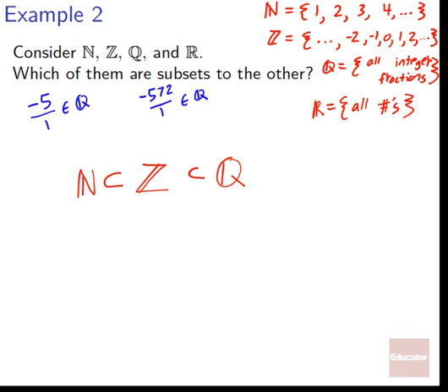We can keep going and now include the reals. The reals are going to have everything because we define the reals as having all of the rationals and all of the irrationals, so the rationals fit inside of the reals as well. So we've got subsets going up of N is a subset of Z is a subset of Q is a subset of R. That also means that because this stuff was transitive, N is also a subset of Q, and N is also a subset of R. Z is also a subset of R as well, and those are all the relations that we can get out of this.